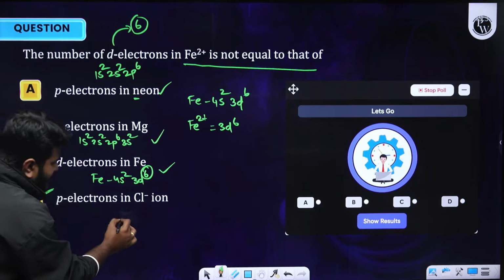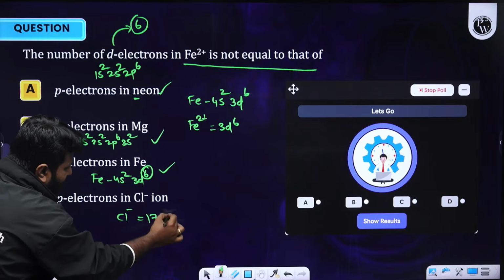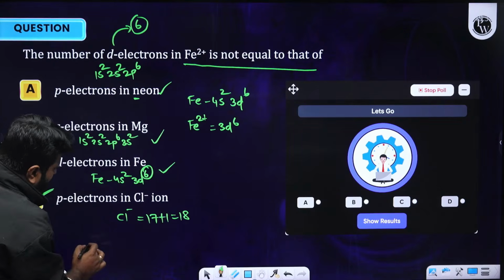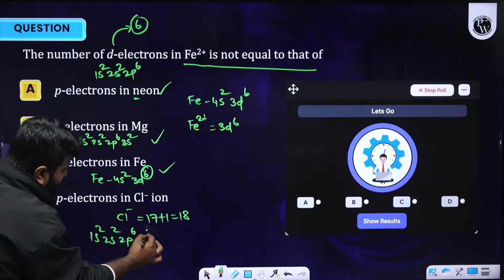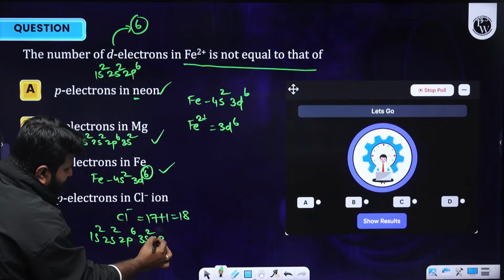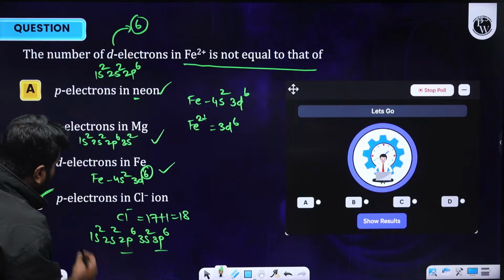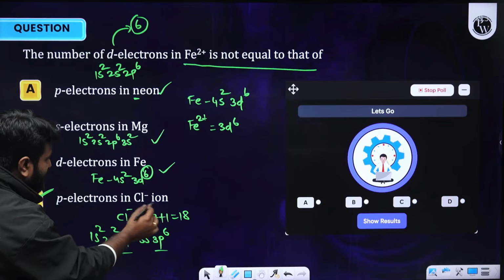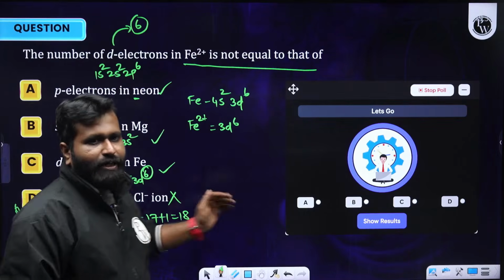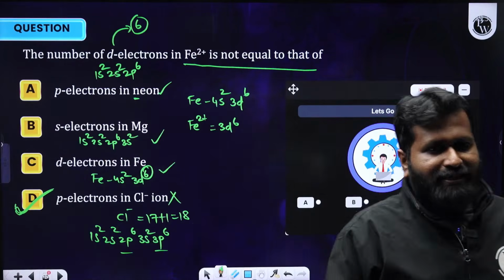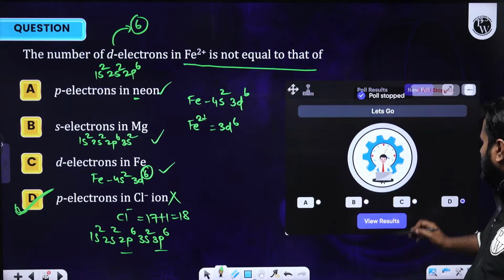But check Cl minus. Cl has 17 plus 1, so we will have 18 electrons: 1s2, 2s2, 2p6, 3s2, 3p6. So tell me, my dear students, how many p electrons are there? Here 6, here 6, 12. So this is the only incorrect one, but they are asking which is not equal. So option D is the correct answer.